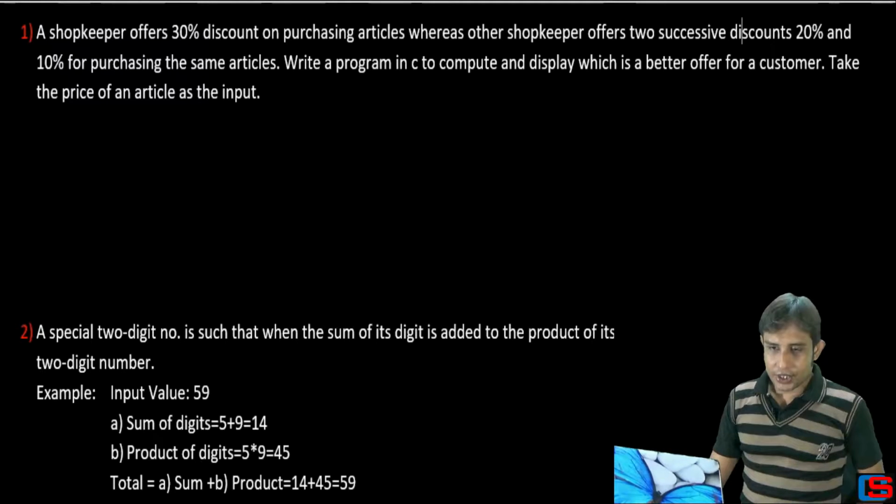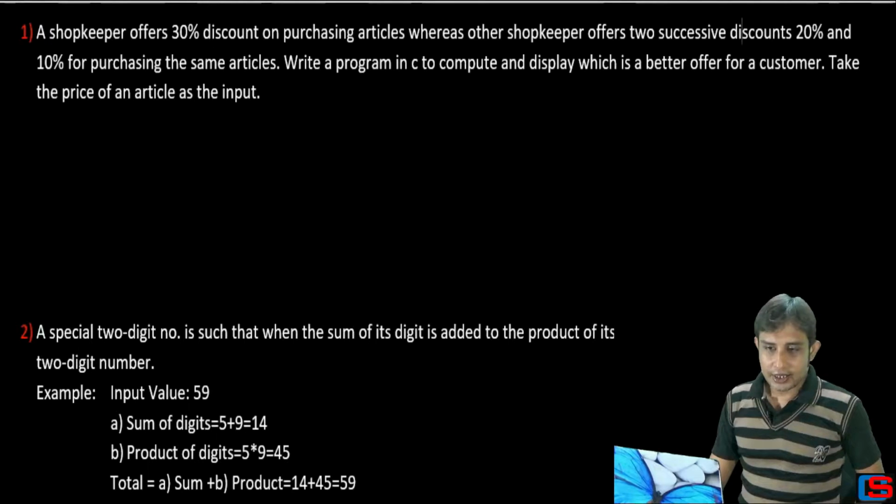You can see in the first question, a shopkeeper offers 30% discount on purchasing articles, whereas another shopkeeper offers two successive discounts, 20% and 10%, on purchasing the same article. Write a program in C to compute and display which is the better offer for a customer. Take the price of an article as the input.